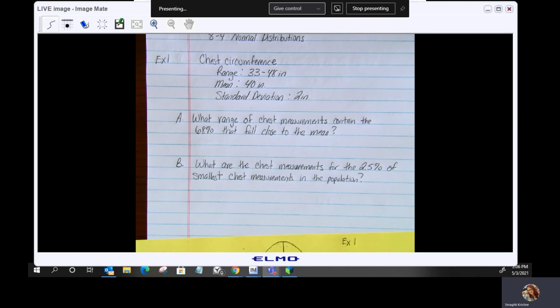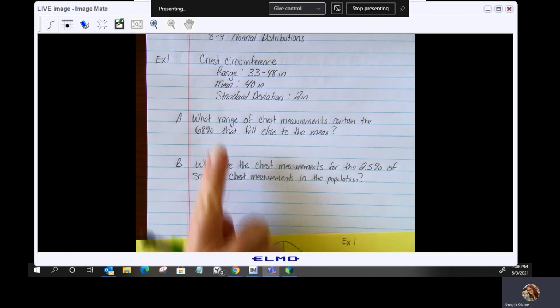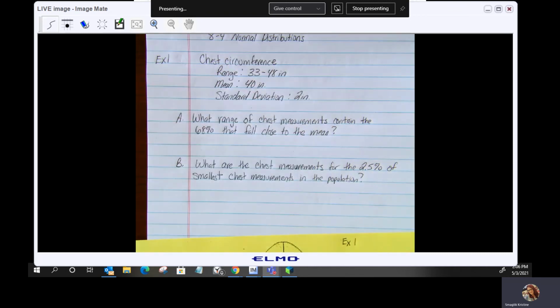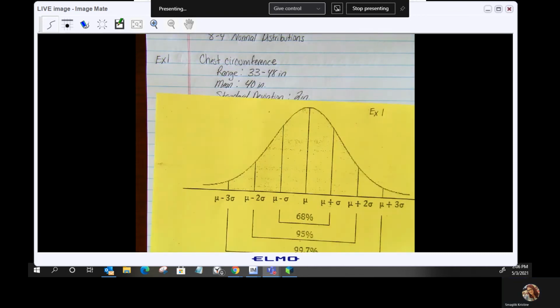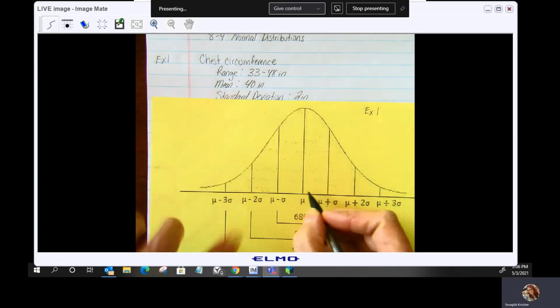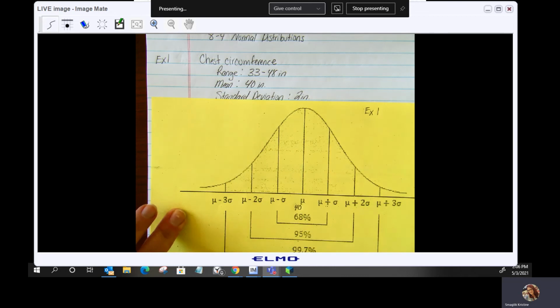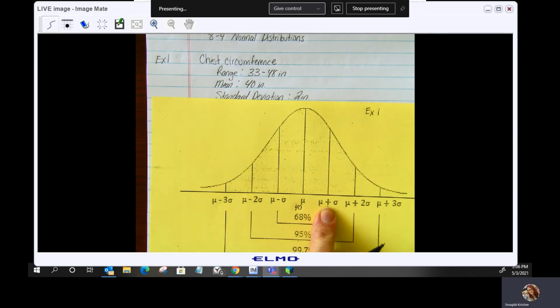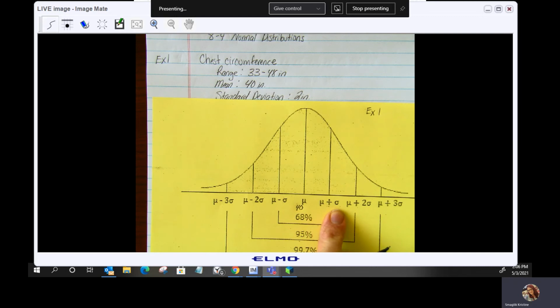The first thing I want to do is use my empirical rule. We're told that this is normally distributed. So I'm going to put my mean in here. My mean is 40 inches. Mean plus standard deviation: my standard deviation was 2 inches, so 40 plus 2 is 42 inches. Add another standard deviation, I'm at 44 inches. Add another, I am at 46 inches.